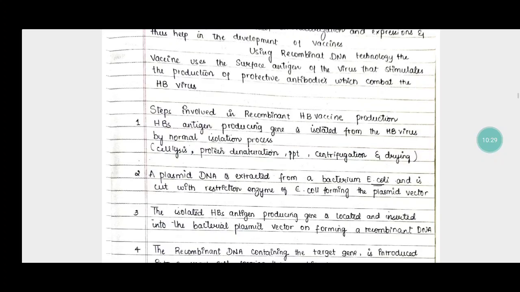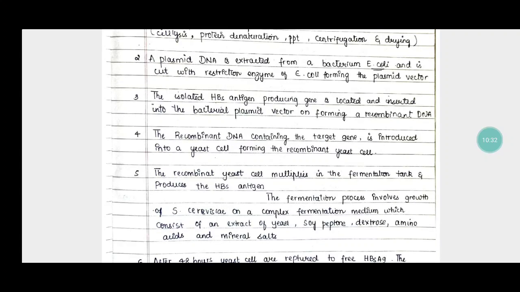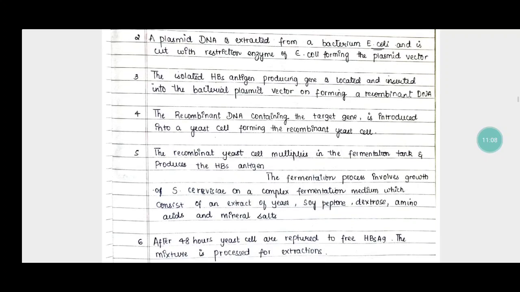The isolated HBS antigen, that is surface antigen, producing gene is located and inserted into the bacterial plasmid vector, forming a recombinant DNA. This recombinant DNA containing the target gene is introduced into a yeast cell, forming the recombinant yeast cell, which multiplies in the fermentation tank and produces the HBS antigen, that is surface antigen. The fermentation process involves the growth of S. cerevisiae on a complex fermentation medium, which consists of yeast extract, soy peptone and dextrose, amino acids, as well as mineral salts.